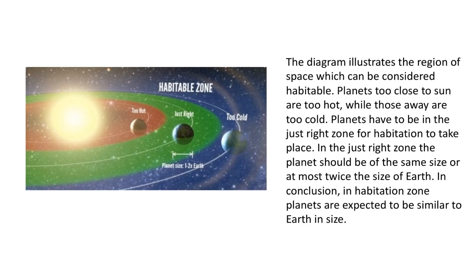In conclusion, and that also gives us our conclusion. In conclusion, in habitation zone, planets are expected to be similar to Earth in size. Okay? Or you can say a conclusion like this. In conclusion, a planet has to be at just the right distance for life to exist. Okay, just the right distance from sun for life to exist. And in the worst case, your conclusion can be, in conclusion, the diagram tells us a lot about habitable zone in space.